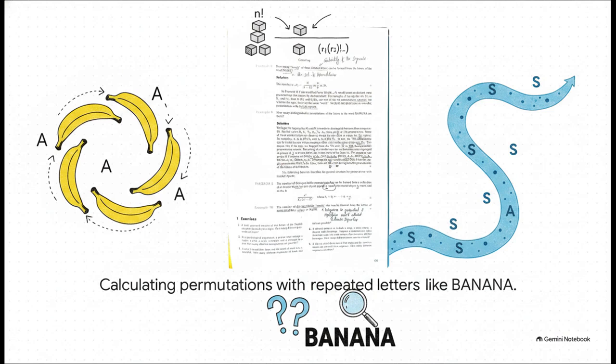But wait, what happens when some of the items in our group are literally identical? Our source text uses a really fantastic example to explain this constraint using anagrams of the words banana and Mississippi. Think about it. If you just swap 2 of the A's in banana, the word still looks exactly the same to us, right? They are totally indistinguishable. So to find the true number of unique arrangements, you calculate the factorial for the total number of letters, sure, but then you must mathematically divide out the duplicates. You divide by the factorial of each repeating letter's count to strip away those identical hidden permutations.